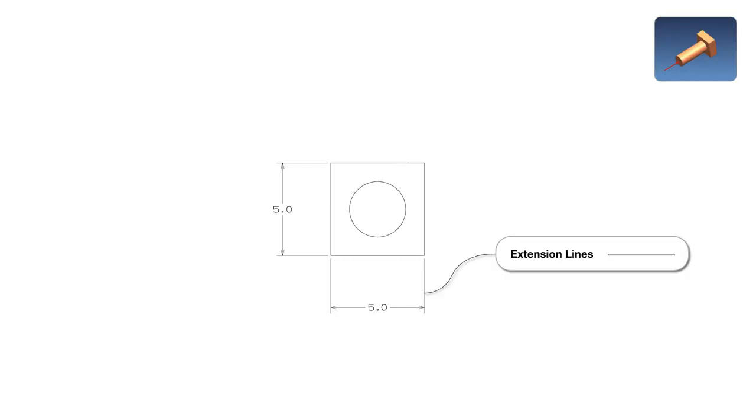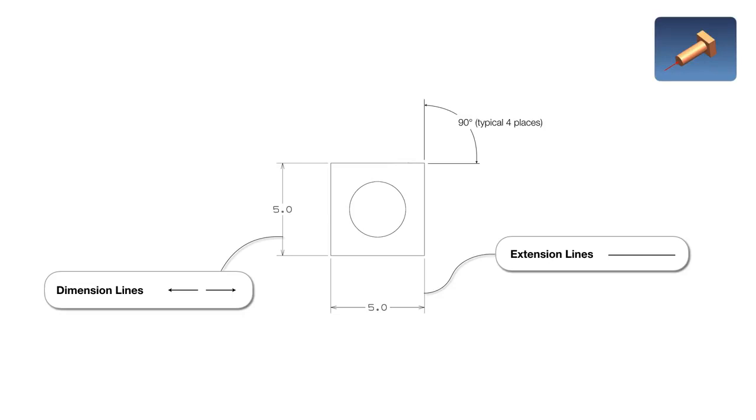To create a dimension, an extension line is used to extend a feature from the part geometry. The extension line gets close to, but doesn't actually touch, the object lines. Use a number and some arrows to show the distance between two extension lines. You can also dimension angles like this, but unless otherwise noted, it's assumed that lines intersect at 90 degrees, so you don't need to dimension the angles in this part.